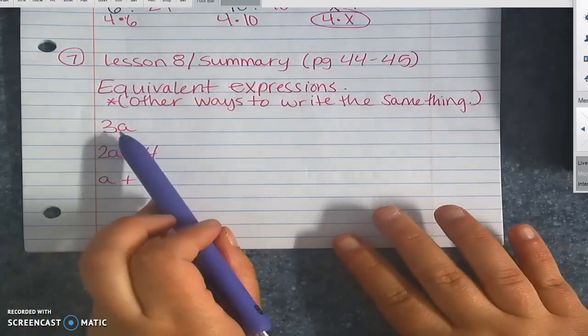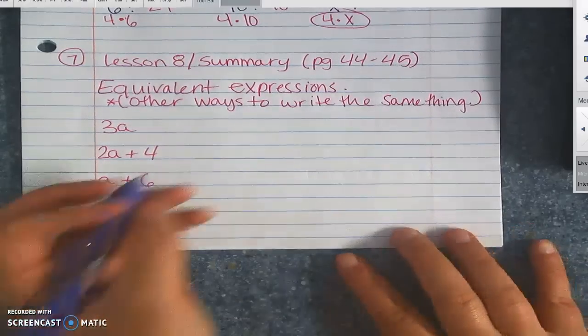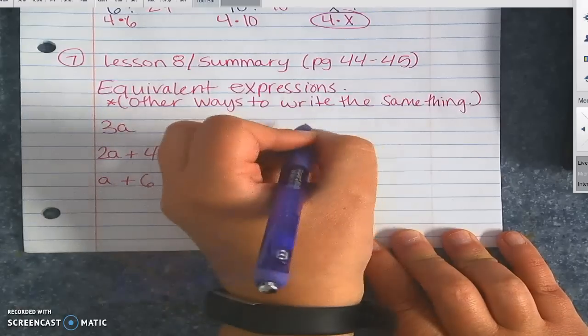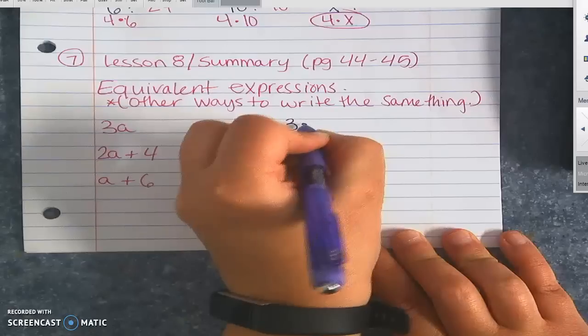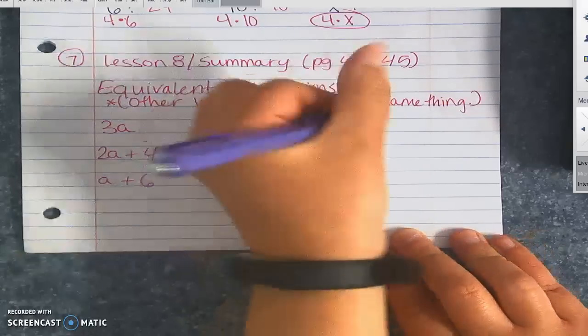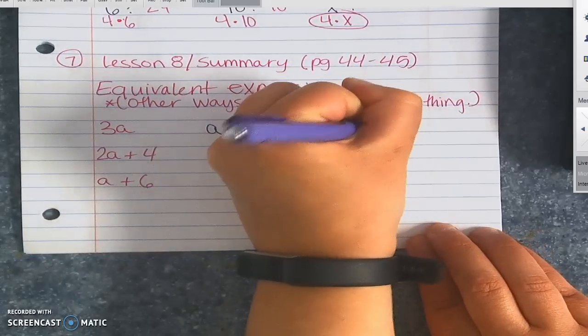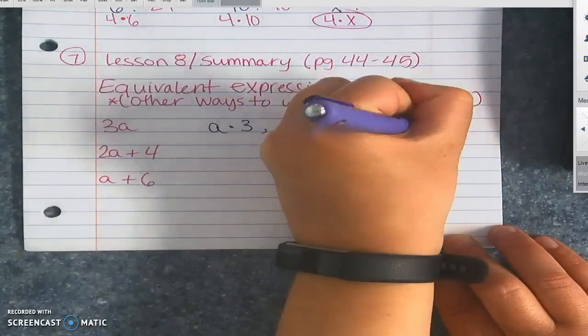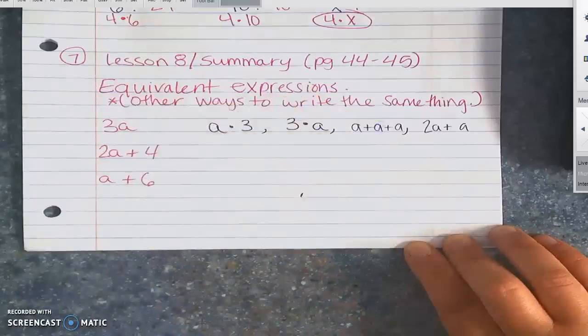So I have 3 times a. I can write that as a times 3. That would be the same. I can write it with the times sign, 3 times a. I could write it as a plus a plus a, because that would be 3 groups of a. Or I can write it as 2a plus a.